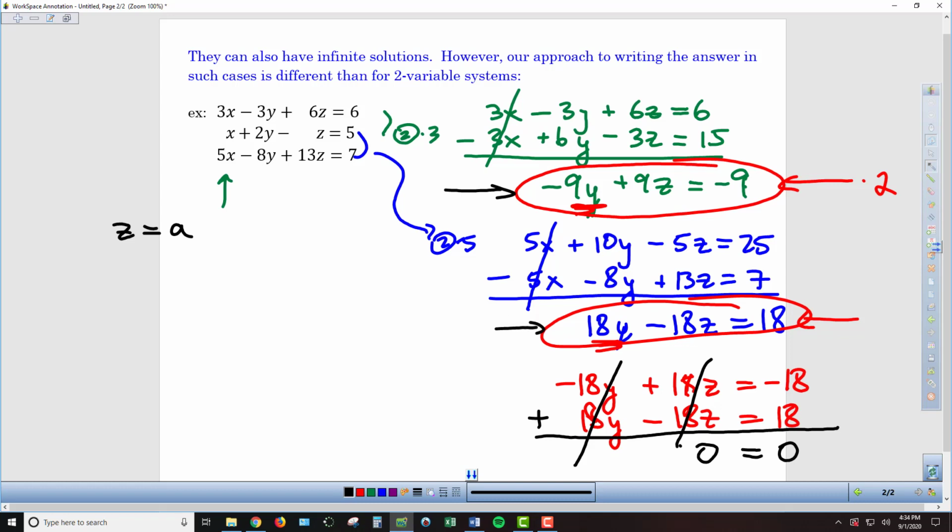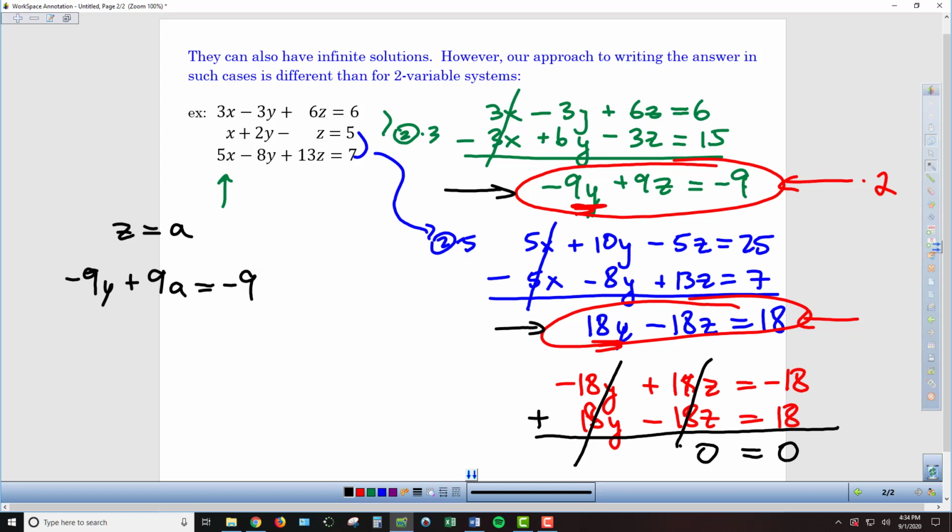I could have used this one down here as well. It doesn't matter, but the one in green here has smaller numbers, so I'm going to go with it. So I'm going to replace z with a in that equation, and then I'm going to figure out an expression for y in terms of a. So I'm going to say negative 9y plus 9a equals negative 9.